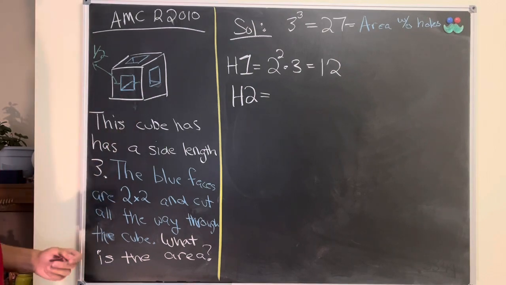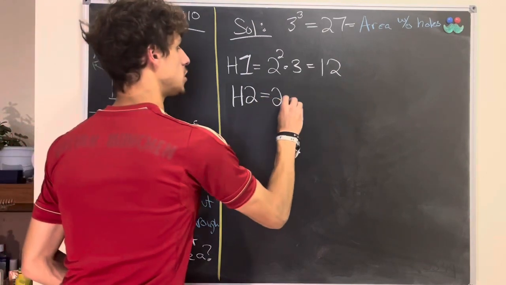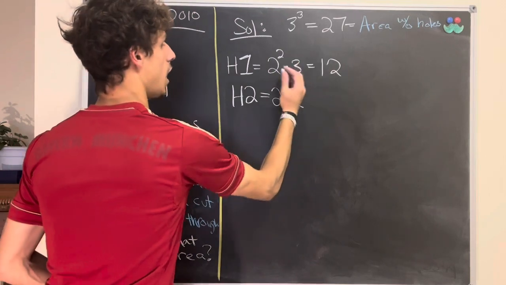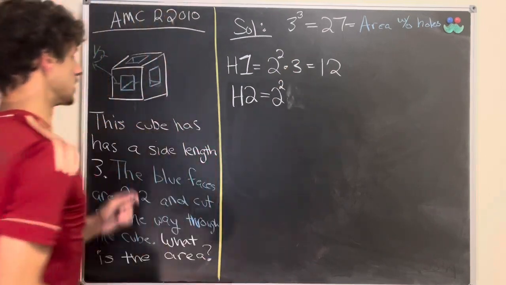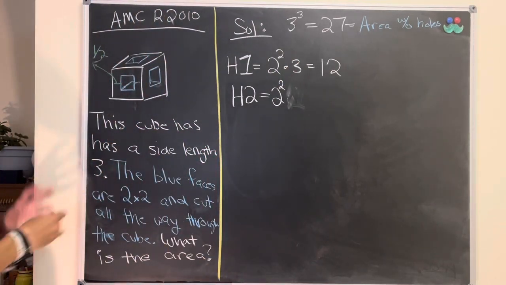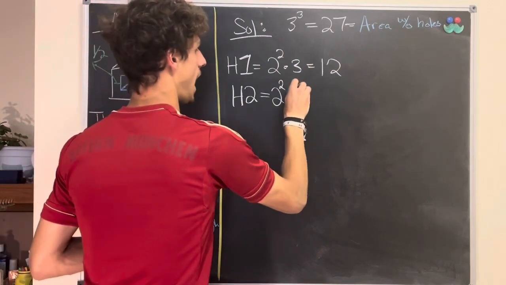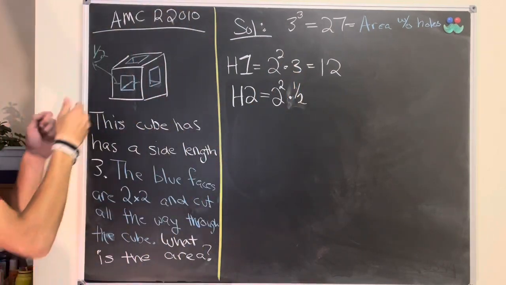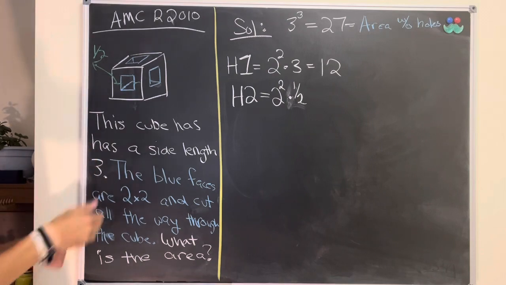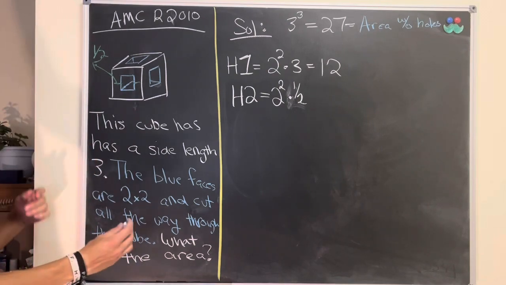So now what we can do is multiply 2 times 2. That's the area of the face of this hole here. And then we know that this has a depth of 1/2 because it goes 1/2 of the way into the cube before we hit an area that we've already calculated before. But now we have 2 of those.